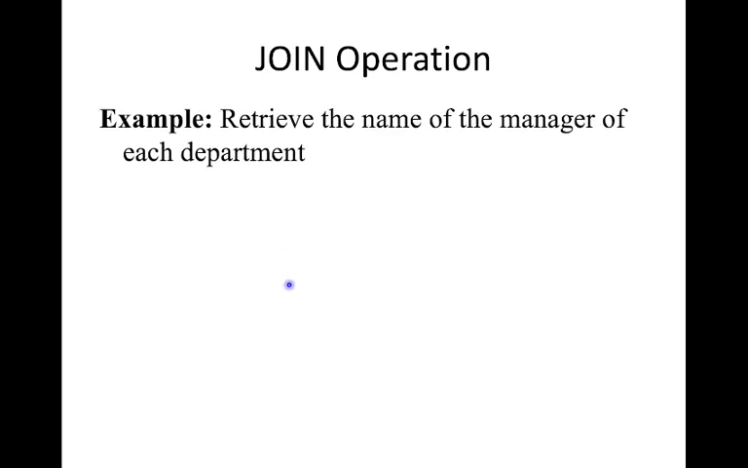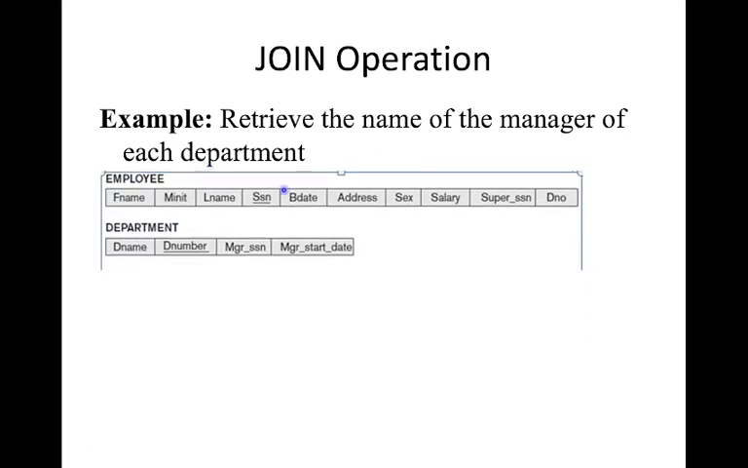We'll see join operation with an example. Suppose we want to retrieve the name of the manager of each department. These are the tables. We have an employee table with all these details, and we have a department table. In the department table, we don't have the manager name. We are storing only the manager SSN value.